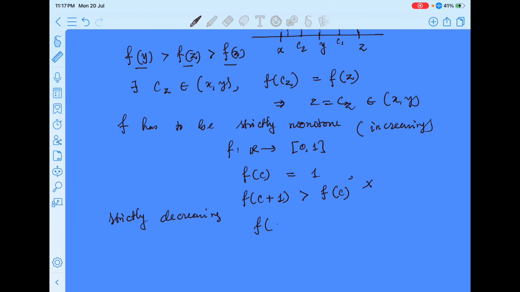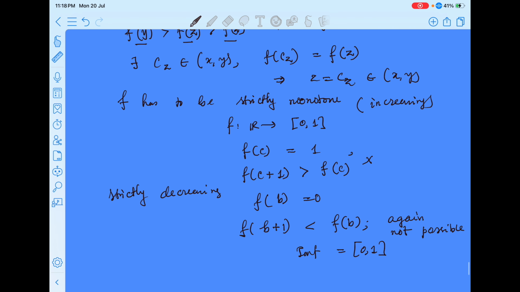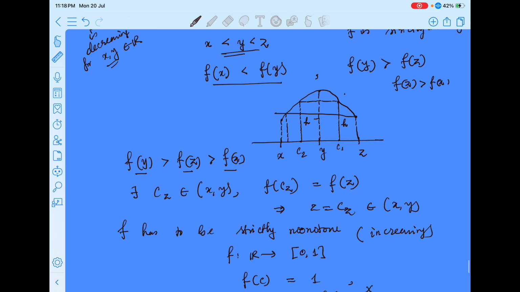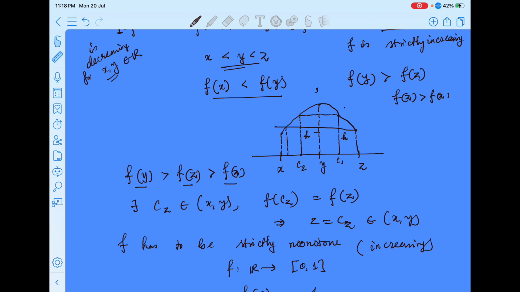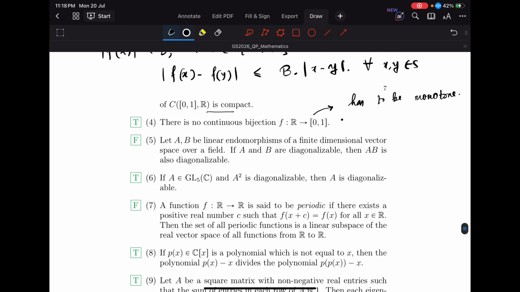Then there exists a point b such that f(b) is 0. Now choose f(b+1). As it is strictly decreasing, f(b+1) has to be less than f(b). Again, not possible, because the image of f is [0,1]. So that's the proof. Okay, so this is true.